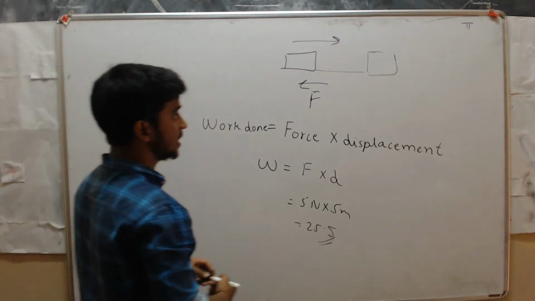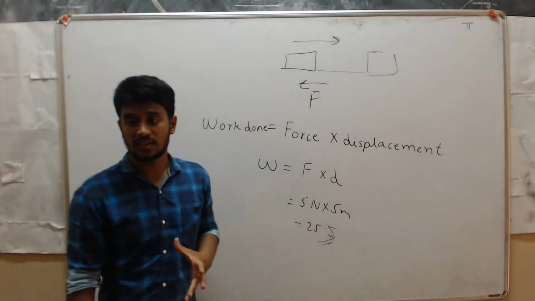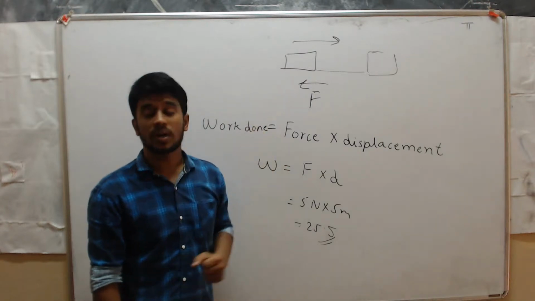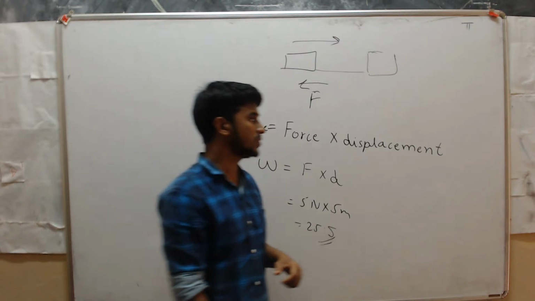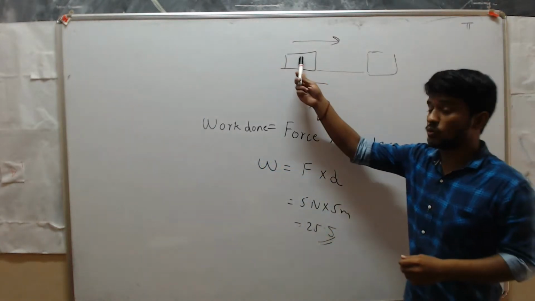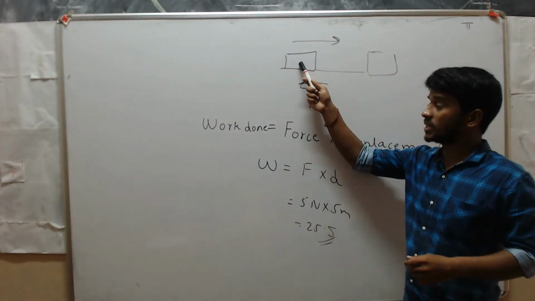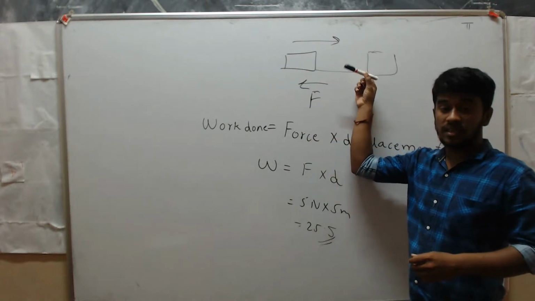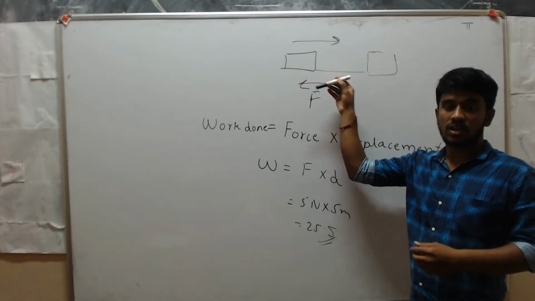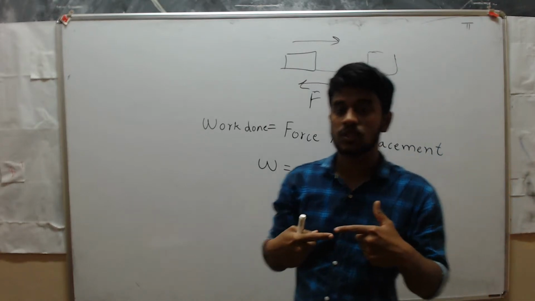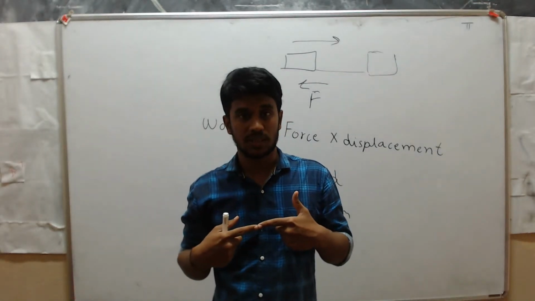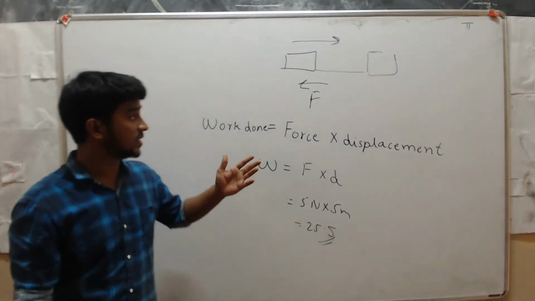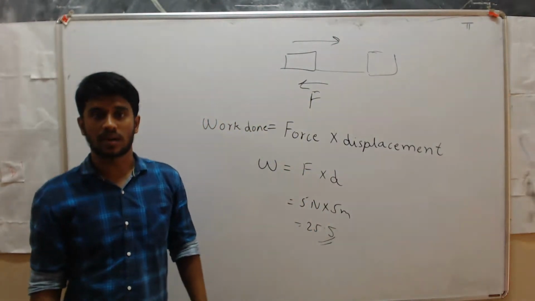But in this case, we will say that work done is negative. Why? Because here the object is moving in this direction and covered some displacement in this direction, but the applied force is in the opposite direction. So the applied force and displacement are opposite. That's why we get negative work done.